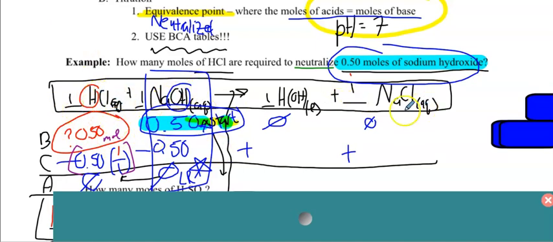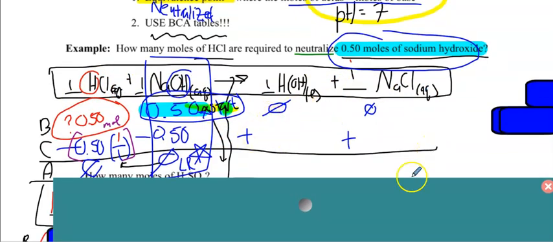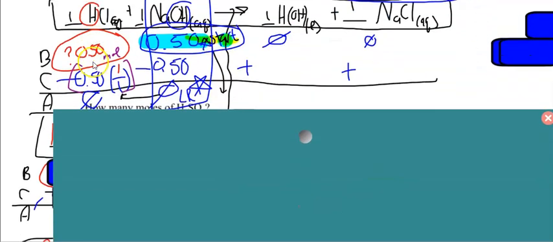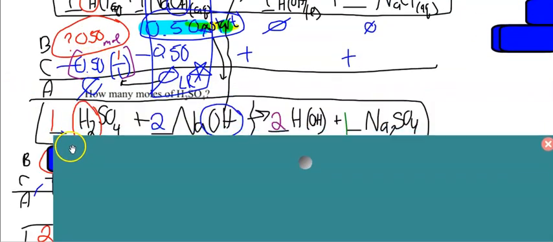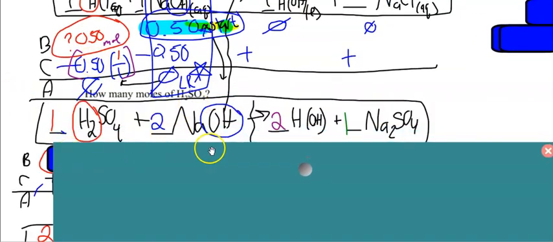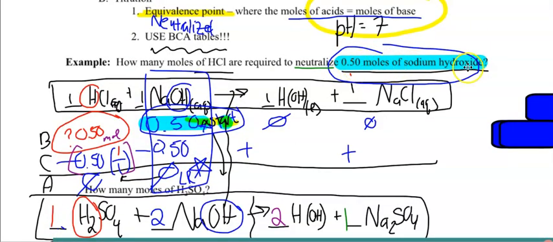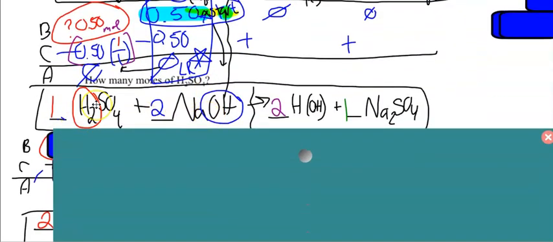That was pretty easy. It was straightforward 1 to 1 to 1. Did they ask me anything about these products? Nope. So I'm going to skip that for now. Now let's look at number 2. What if instead we still have our 0.5 moles of sodium hydroxide, but what if we had the H2SO4? Well, when we look at our equation, we have H2SO4 plus sodium hydroxide, H and OH, that gives us our water.